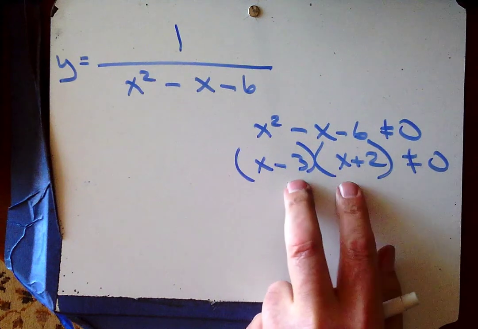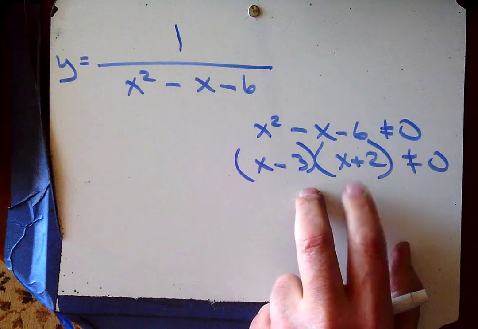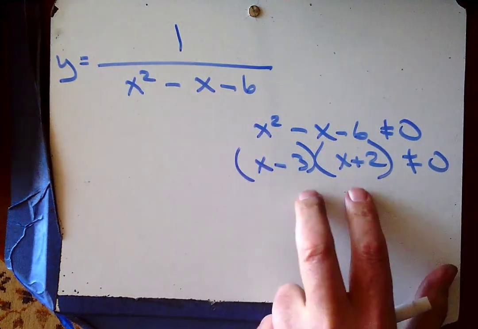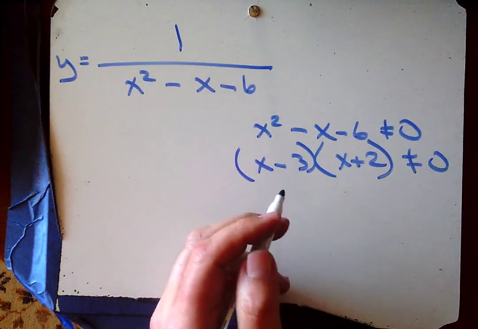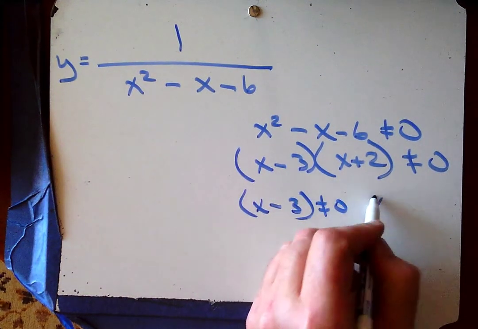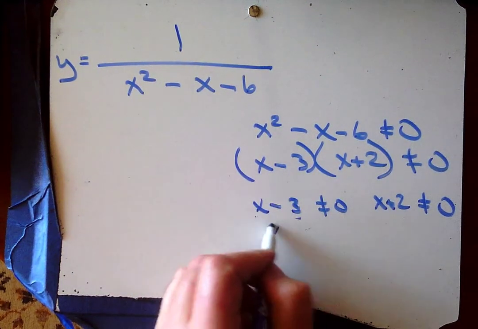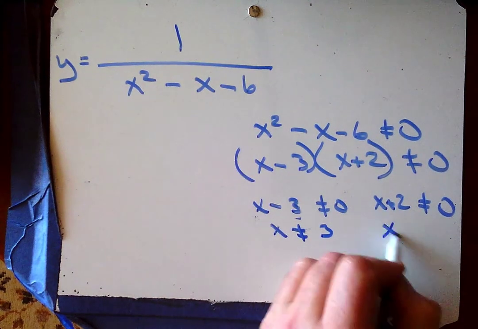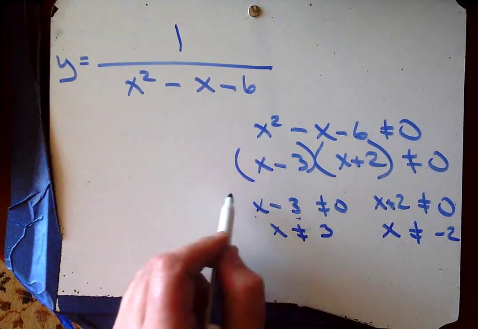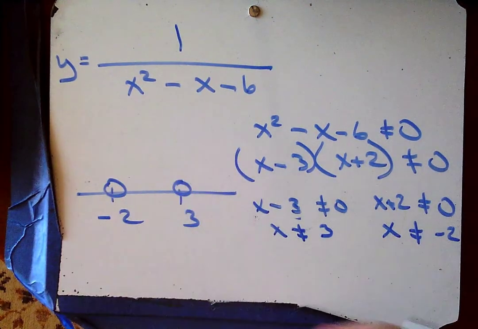Hey, if you're a little tentative about your trinomial factoring, we will be practicing that soon. We'll be doing a whole lot on FOILing and factoring. But for now, I'm trying to give you gentle polynomials to factor when you have to factor them. So here, I'm going to say x minus 3 not equal to 0, and x plus 2 not equal to 0. And so I get x can't be 3, and x can't be negative 2. On my number line, can't be negative 2, can't be positive 3.